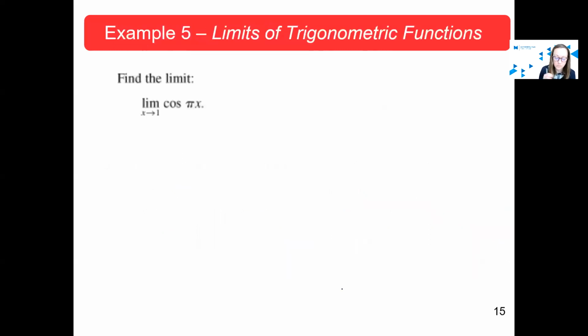So for this function, cosine is defined all over the reals. So I know that this limit exists, and it's going to exist as direct substitution. So I'm just going to substitute in x equals 1. So this is going to be cosine of pi.